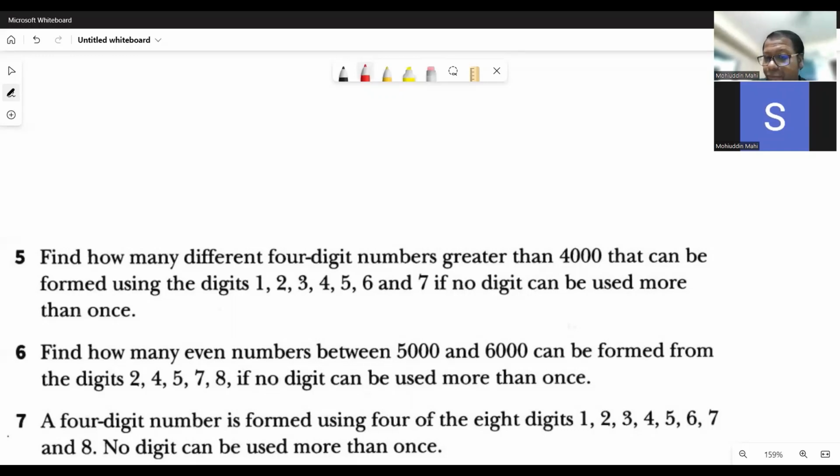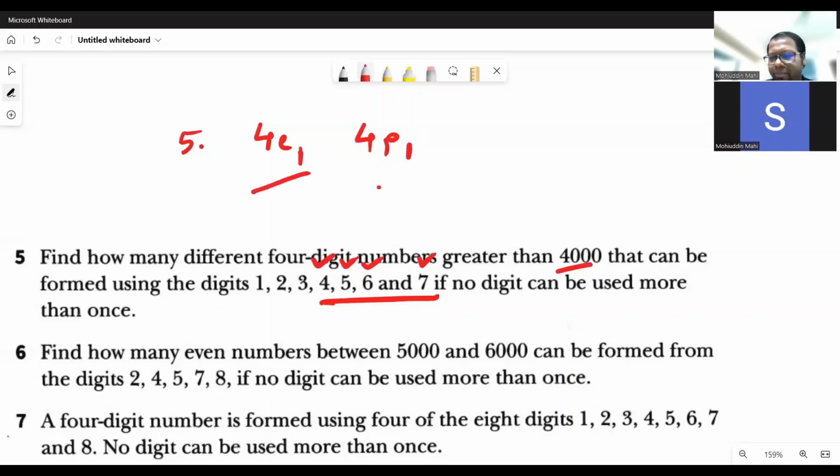I mean, it has to be 4 or greater than 4. So how many digits are here that are greater than 4? That is 4. We have 4 digits: 1, 2, 3, 4. And we have to pick one of them for the first position of the number. So in how many ways can we do it? We can do it in 4C1 or 4P1 ways.